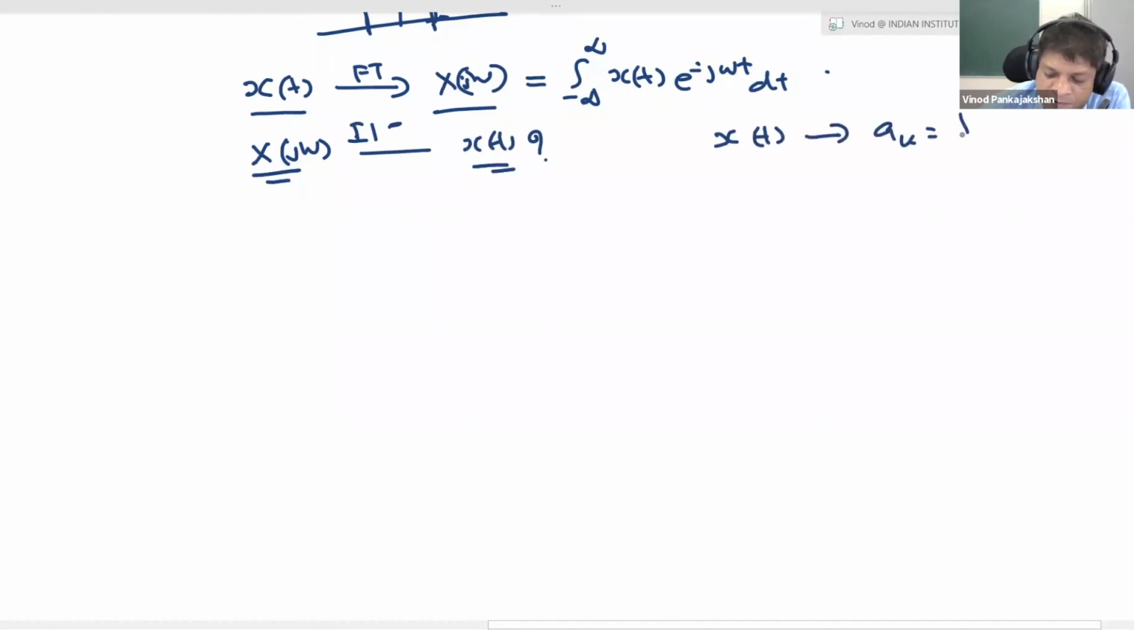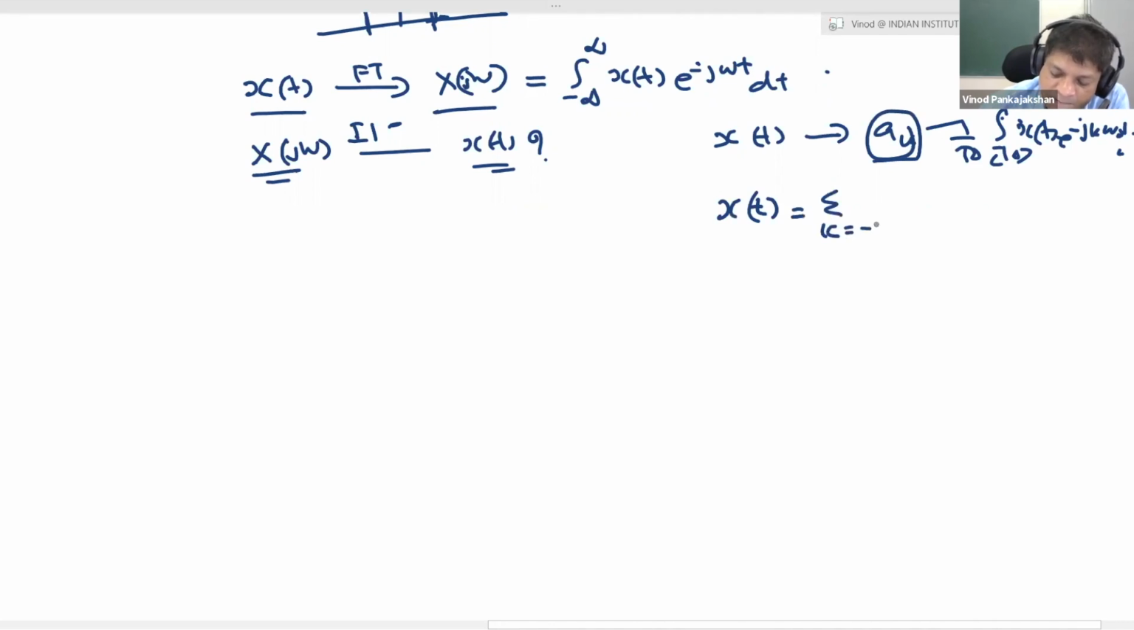Remember, in the case of Fourier series, if we are given a signal x(t), you can find a_k using this integral, integration over T naught, x(t) into e to the power minus j k omega naught t dt. And if you are given the Fourier series coefficients, we can write x(t) as summation over a_k e to the power j k omega naught t, isn't it?